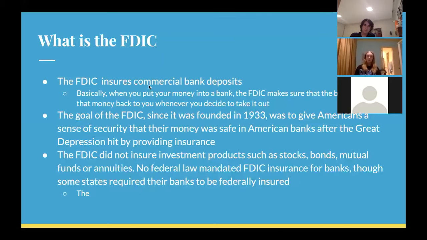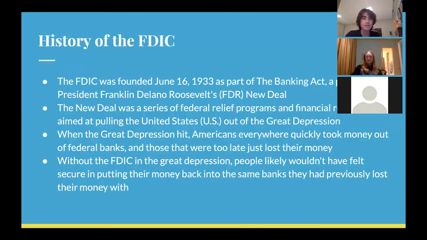It's just the money that you put directly into the banks. They insure up to $250,000 in each bank. And there are loopholes that people often use in this, but we will not discuss those right now. The FDIC was founded June 16th, 1943, as part of the Banking Act, a part of Franklin.